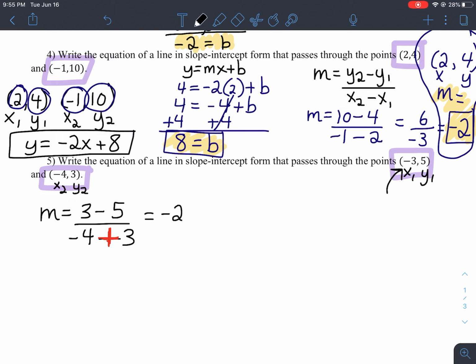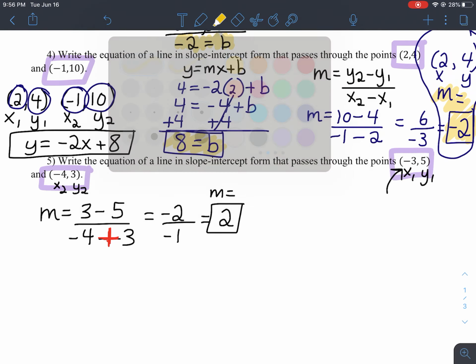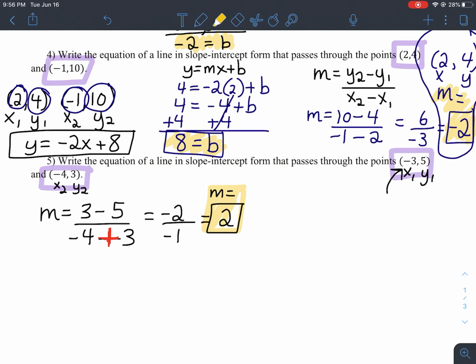Okay, so now simplify the numerator. 3 minus 5 is -2. -4 plus 3 is -1. -2 divided by -1 is +2. So therefore, our slope is +2. So m equals 2.